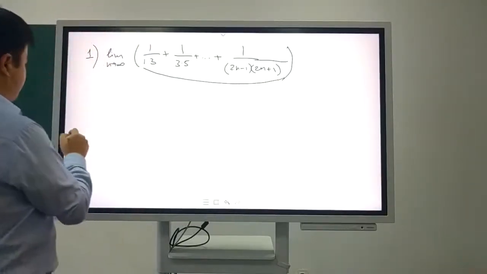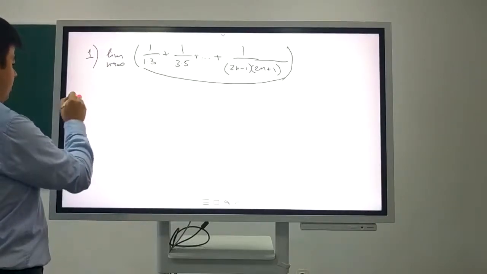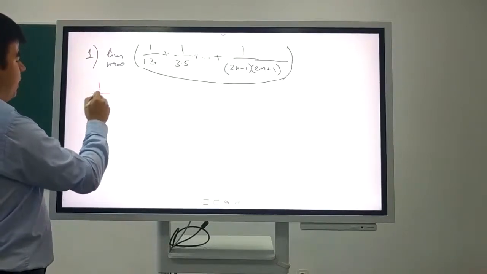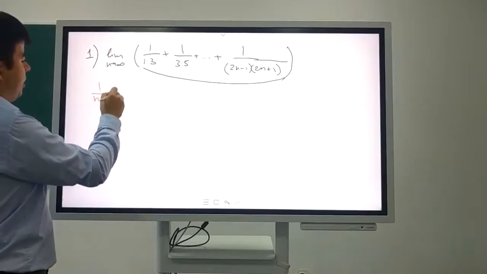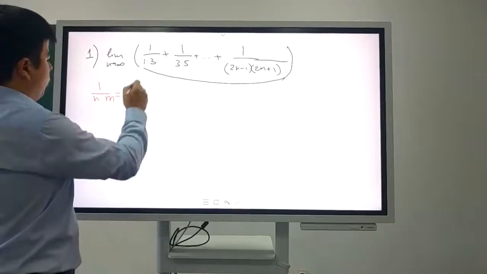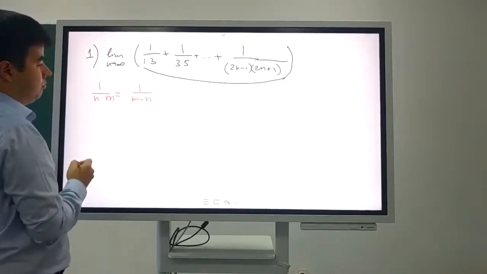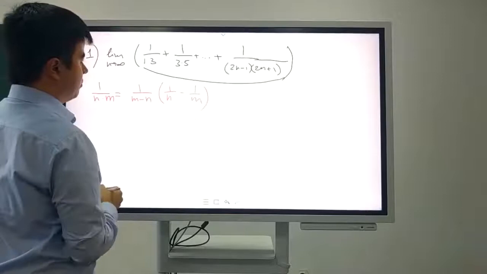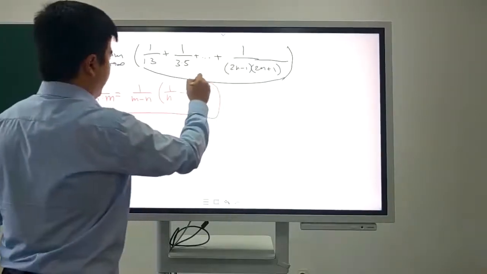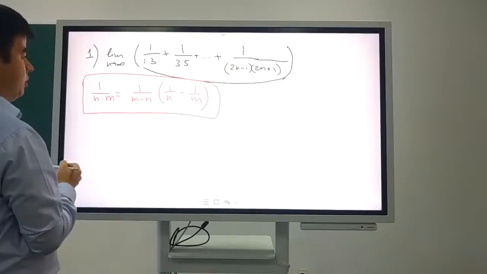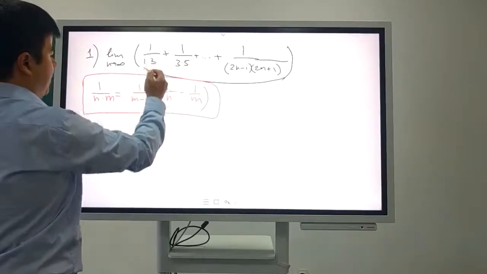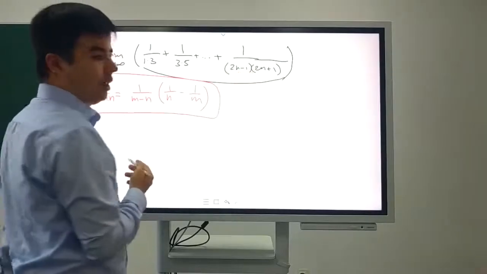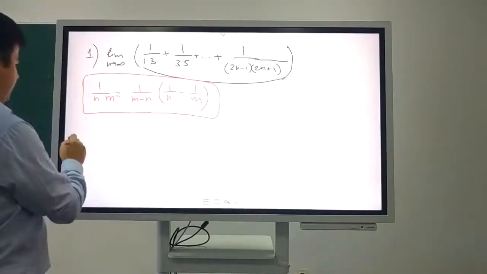So, how to find it? Let's remember. If we have the expression 1 over n times m, we can write it as 1 over (m minus n) times (1 over n minus 1 over m). So we will use this formula for this sequence because instead of n and m, we have respectively 1 and 3, or 3 and 5. So in general, 2n minus 1 and 2n plus 1. So let's continue now our example.